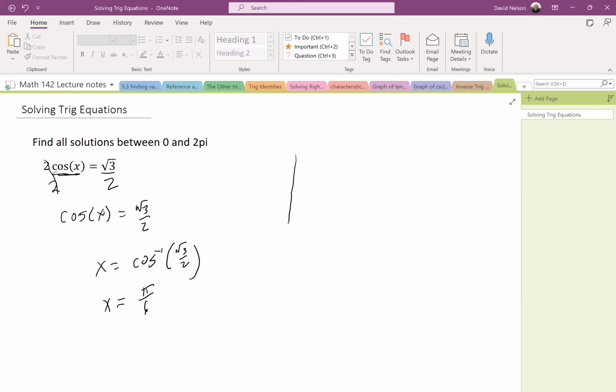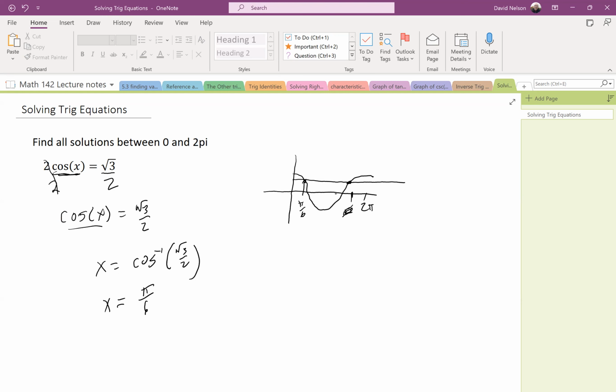If we think back about the cosine curve, it looks something like this. And we're looking at solving where cosine x equals square root 3 over 2. If I look between 0 and 2 pi, there's actually two solutions. I found this one here at pi over 6, but there's another one over here that I need to find at the other end of that period.